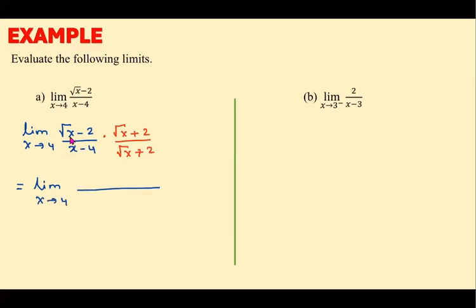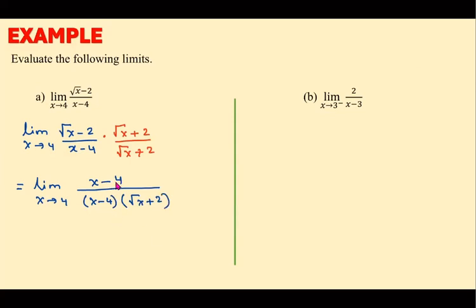In the numerator, square root of x minus 2 times the square root of x plus 2. This is like a minus b times a plus b, which is a squared, or square root of x squared is x, minus b squared, 2 squared is 4. And in the denominator, I'm multiplying these two. So x minus 4 times square root of x plus 2.